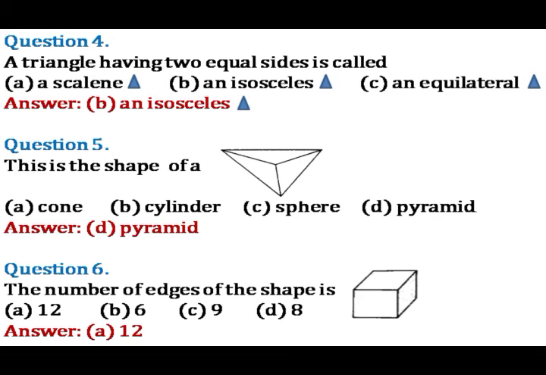Question number 5. You have been shown a shape and asked, this is the shape of a: seeing the figure, you have to identify whether it is a cone, cylinder, sphere or a pyramid. So this is the pyramid. So option number D is correct. Question number 6. The number of edges of the shape is: you have been given the shape, identify the shape first. It is the shape of a cuboid. So how many edges does a cuboid have? It has 12 edges. So the answer for question number 6 will be 12.